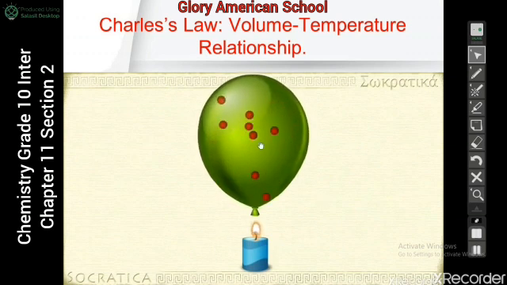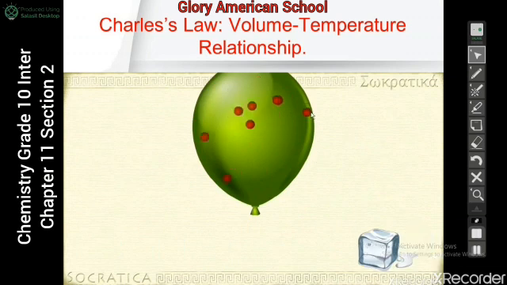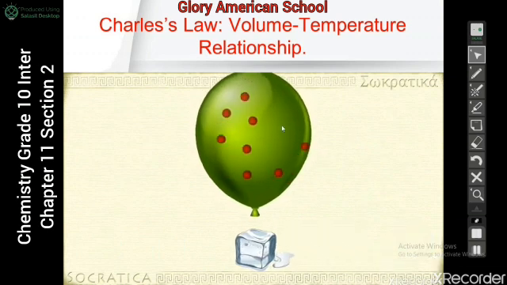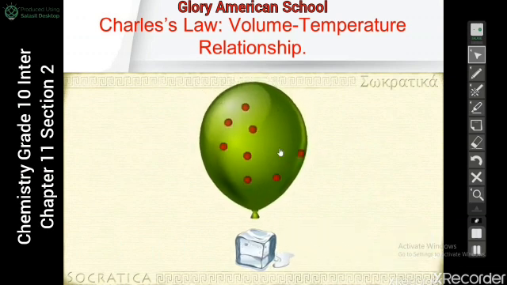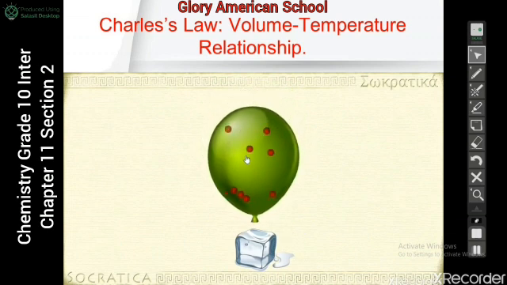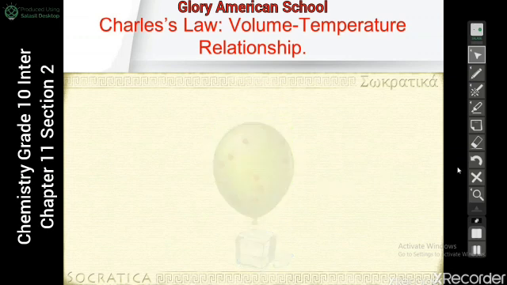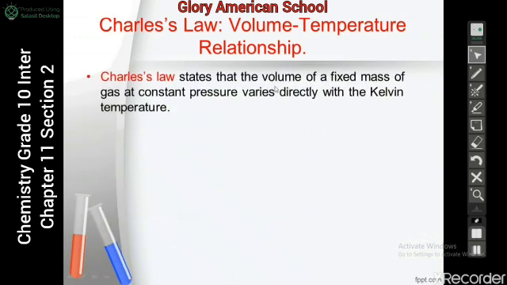Increasing the temperature makes the particles move faster, and they will push on the sides of the balloon, expanding it, increasing the volume. Now if we cool it, this means the particles will slow down and the balloon will contract, so decreasing the volume. So the relation between the volume and temperature is direct.